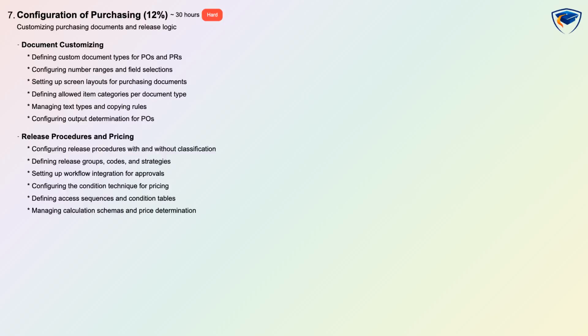Configuration of purchasing is 12% and covers customizing purchasing documents and release logic. This domain is hard with roughly 30 hours of hands-on and conceptual study. Topics include defining custom document types for purchase requisitions and orders, configuring number ranges and field selection, screen layouts and item categories, text and copying rules, output determination, and configuring release procedures, workflow integration, and the condition technique for pricing.